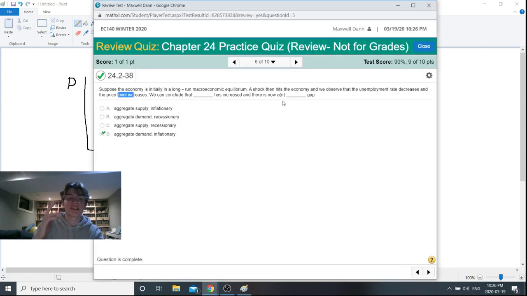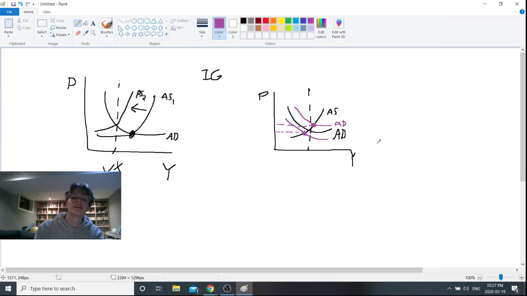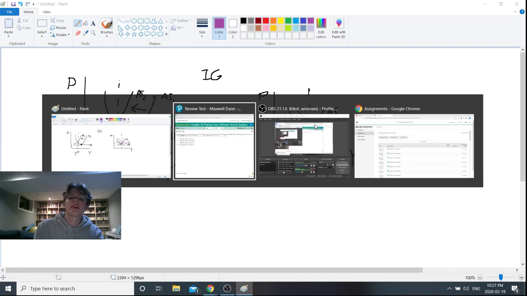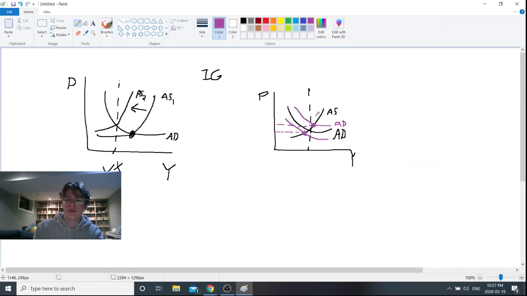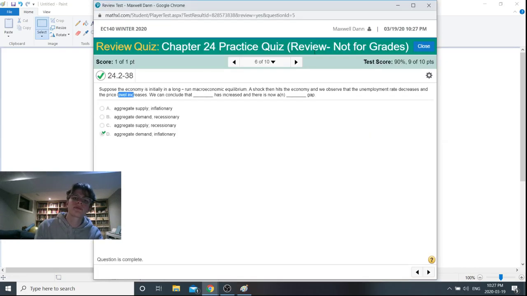So we know that the price level increased. The unemployment rate decreases because the economy's booming, right? And if we read off the graph, it is a little bit greater than our potential output. So that means it is an inflationary gap. All right, next.